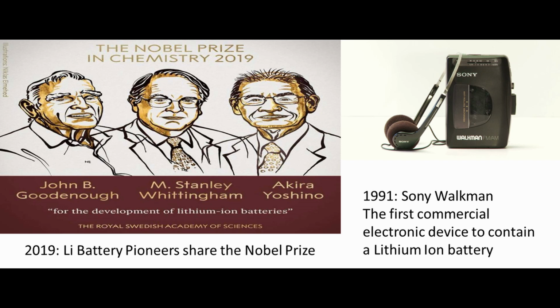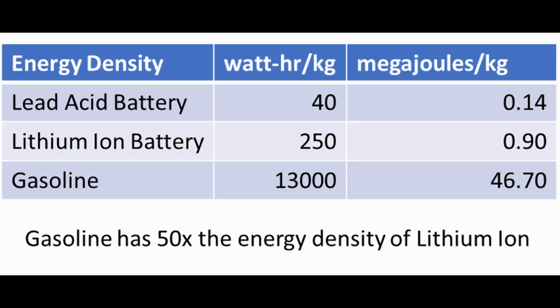The great thing about lithium-ion batteries is that they are rechargeable and have a reasonably high energy density compared to other batteries. Where a lead-acid car battery can store at most 40 watt-hours per kilogram, most modern lithium-ion batteries can store up to 250 watt-hours per kilogram or 0.9 million joules per kilogram.